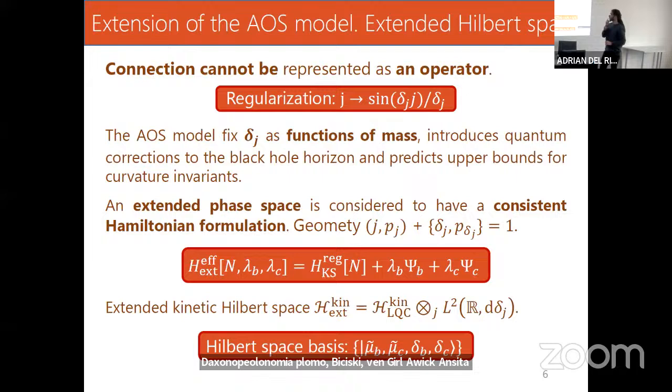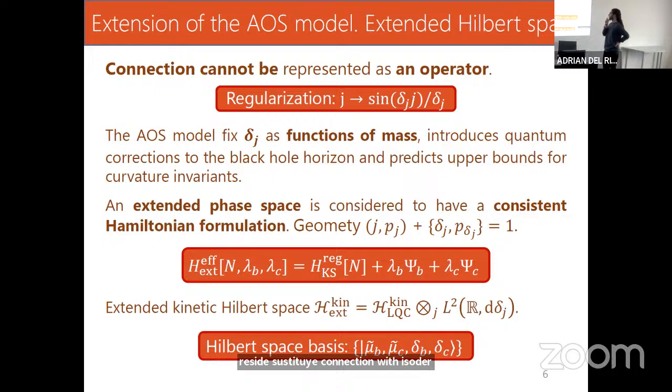If I now try to move on to the second step of the program, I encounter a big problem: the connection cannot be represented as an operator. To solve this, a regularization procedure needs to be carried out. It involves lengthy calculations, but in the end can be summarized into the following recipe. Substitute the connection with this other expression. Here, delta_j are the regularization parameters and need to be fixed.